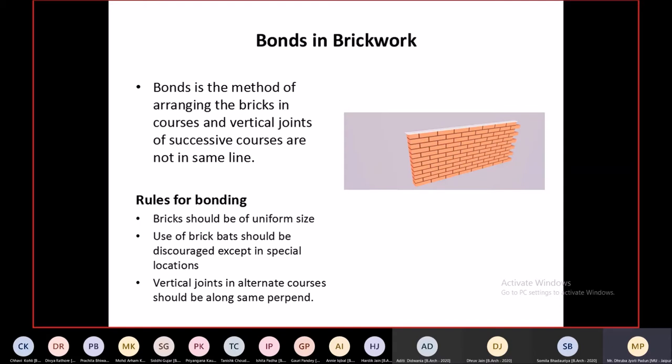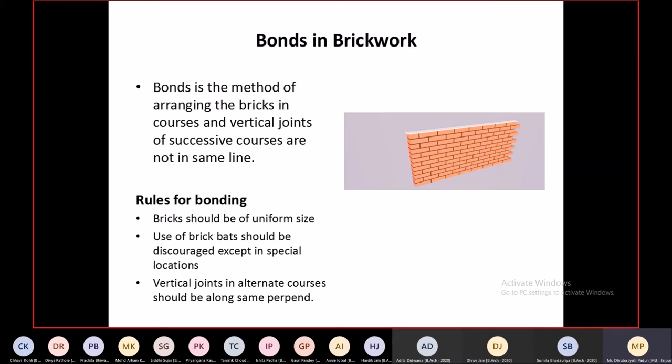So if you look at the basic rules for bonding, bricks should be of uniform size. In the last class we discussed how important the size and shape of a brick is, right? We should always go for first class or premium quality bricks to have a good aesthetic appeal on our walls, right? So bricks should be of uniform size.